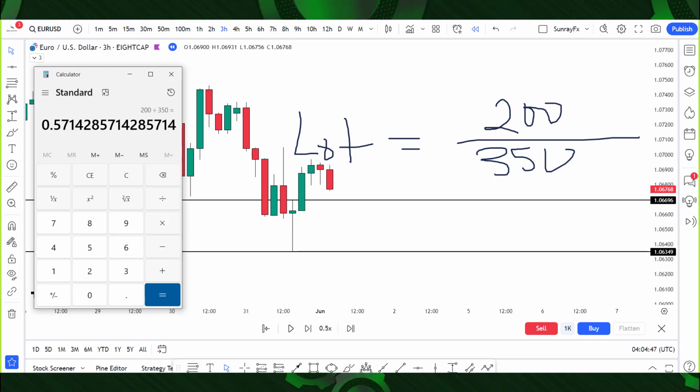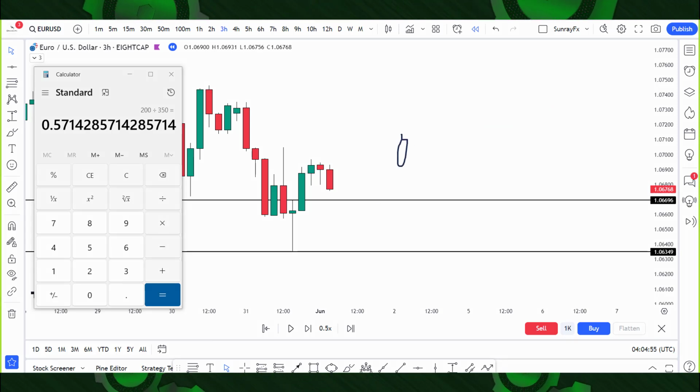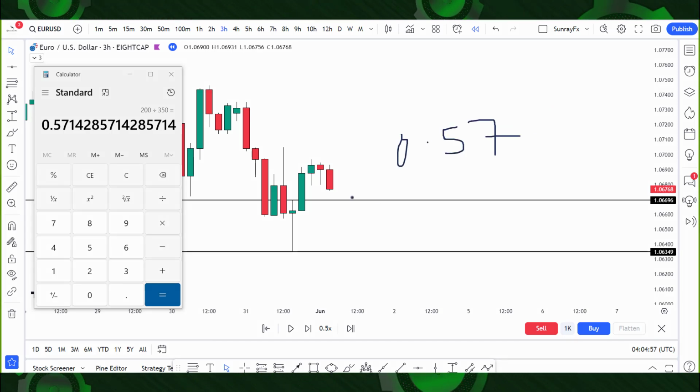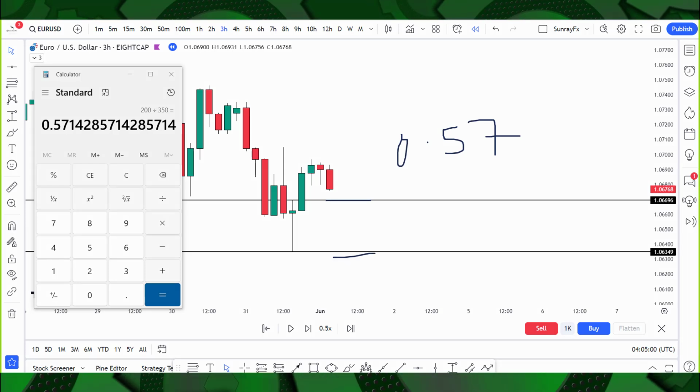So when you want to enter this trade on your MT5 or MT4 phone, what you need to put there is 0.57. You put your entry here, your stop loss here, so that if this trade goes against you, you are going to lose minus $200.